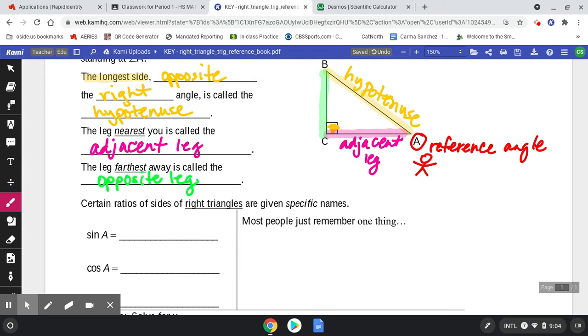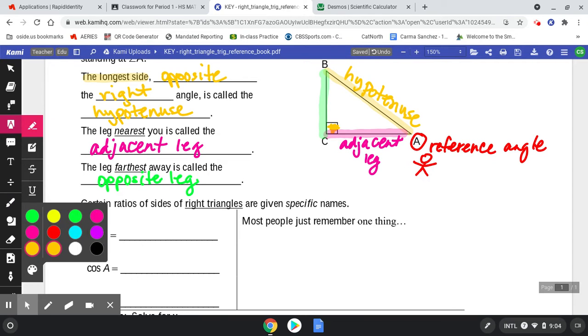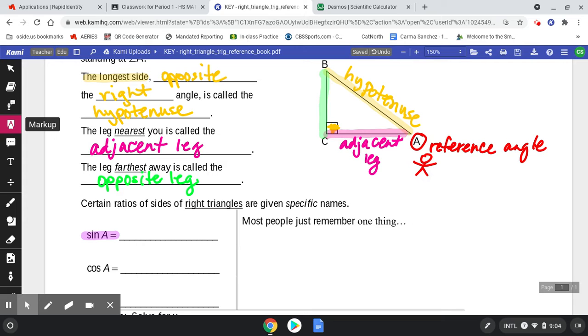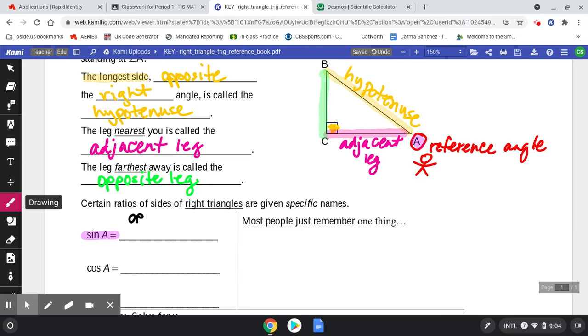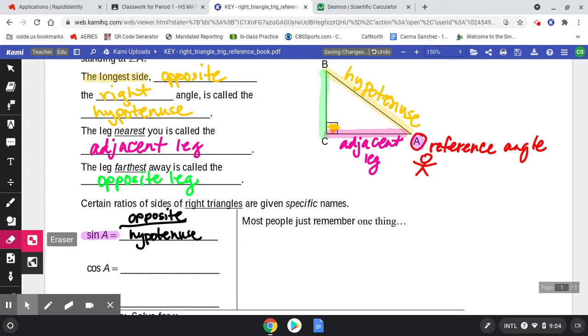So of sine, cosine, and tangent, the first one we're going to look at is sine. The sine of A. Now remember that A is our reference angle. So the sine of A is known as the opposite over the hypotenuse. It's a ratio of two sides of the triangle. So if I'm standing here at reference angle A, my opposite over my hypotenuse would be that ratio.